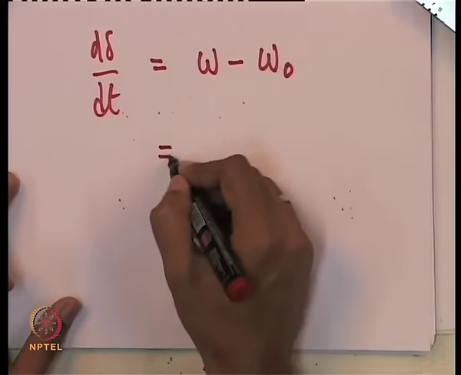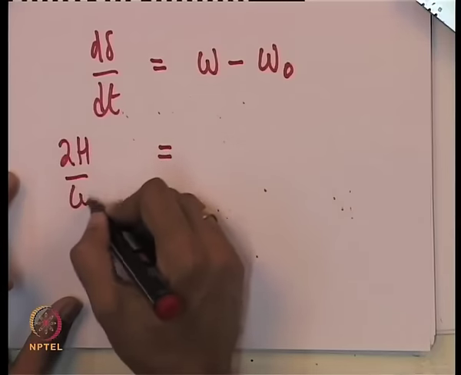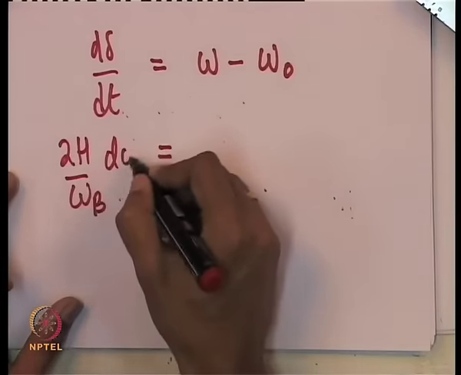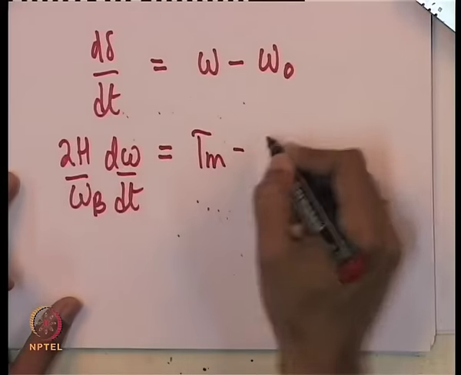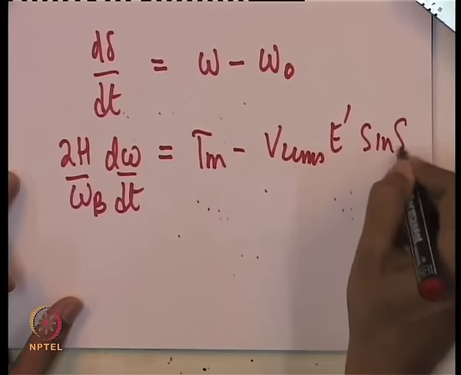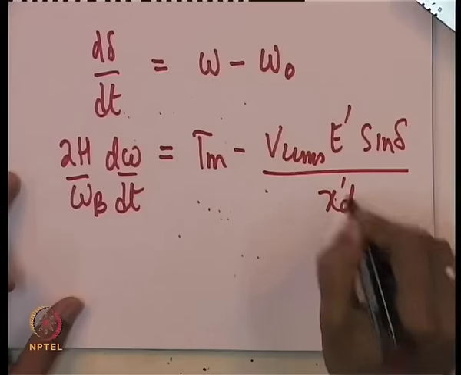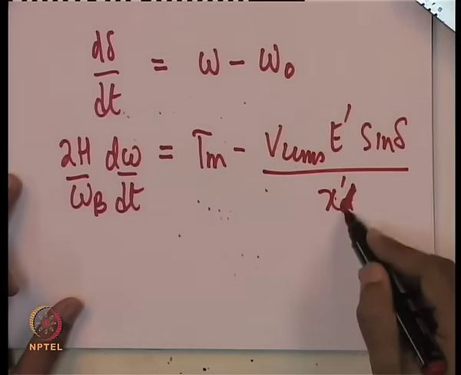Omega naught is the frequency of the infinite bus, and you have 2 h by omega b and d omega by d t is equal to T m minus V line to line RMS E dash sin delta upon x dash, and this is the transient reactance of the generator. Okay, we can call it just x dash.